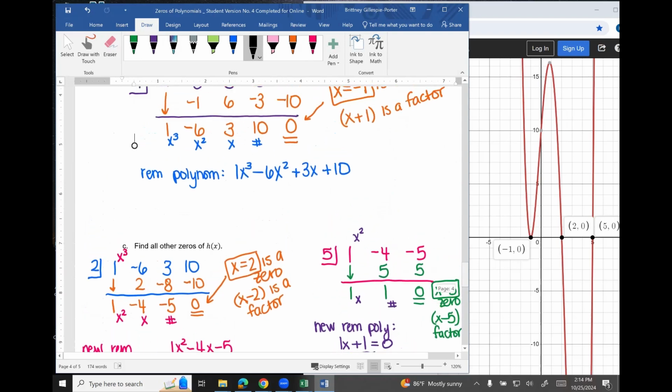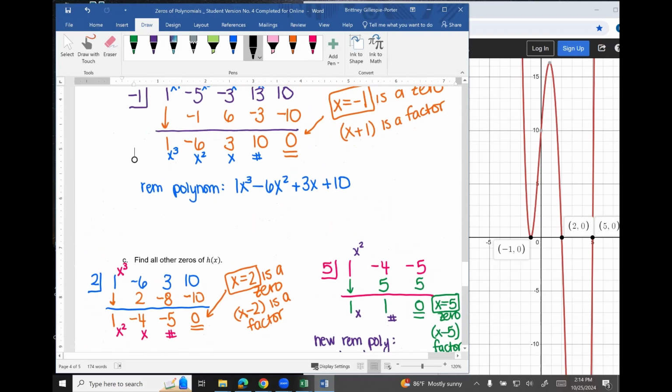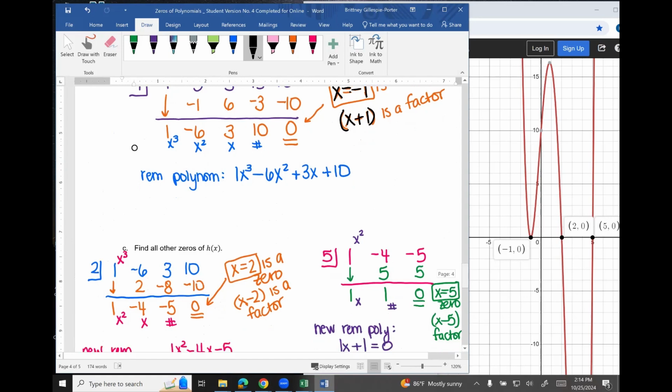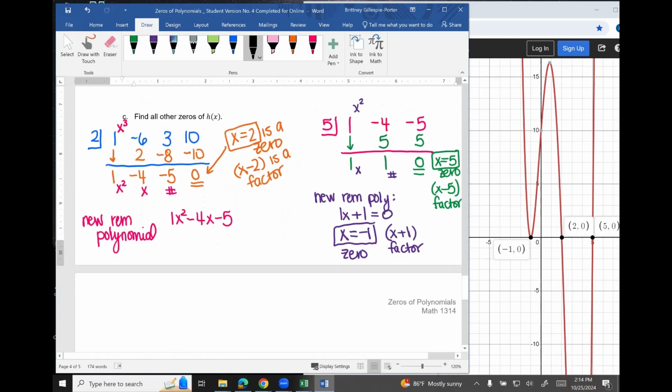Okay, so let me scroll up a little bit. We found x equal to -1 is a 0, and x plus 1 was a factor. That was our very first synthetic division. I'm going to color code here. X equal to -1, I'm going to write it in black just so color coding is going to come into play so you can see where everything's coming from. We had x equal to 2 as a 0, which gave us x minus 2 as a factor, x equal to 5, and x minus 5 as a factor, and then x equal to -1 again with x plus 1 as a factor.